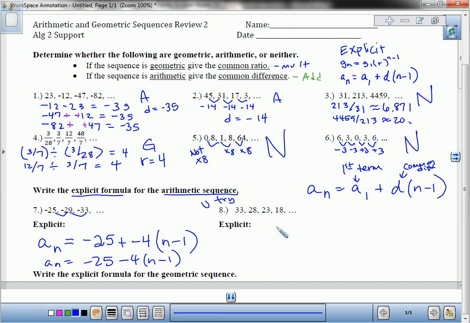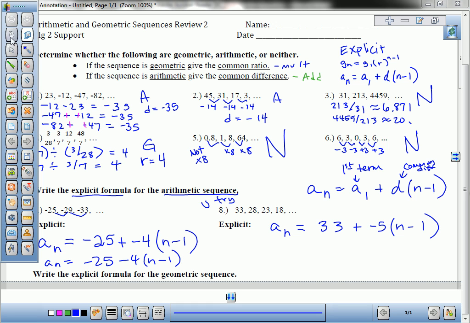You can, but you don't have to. I would just leave it. So if you have 33 plus -5 times n minus 1, I'd just leave it just like that. Or you could write -5. Because this is in the explicit formula form. Alright, so those are our adding ones.